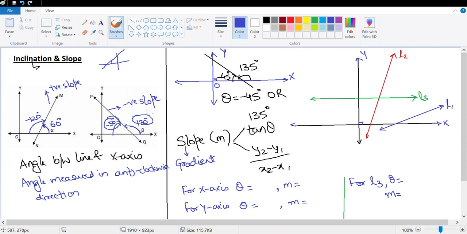Right. So that's about the inclination. So this is the angle between the line and the x-axis on the positive side. If it is measured in the anti-clockwise direction, then it is positive. If measured in clockwise, then the angle of inclination is negative. Perfect. So that's one key thing to remember.